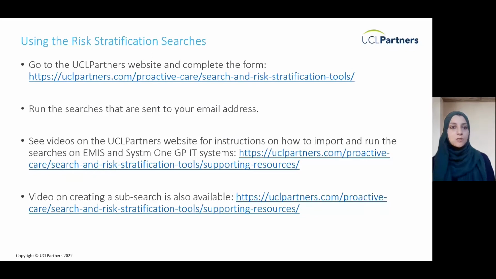So in order to use the risk stratification searches, you go to the UCLPartners website and there's a short form to be completed. As soon as that's done, the searches will be sent to your email address. So we do have videos on the UCLPartners website for instructions on how to import and run the searches on EMIS and System 1, GPIT systems. And there's also a video on creating a sub-search.